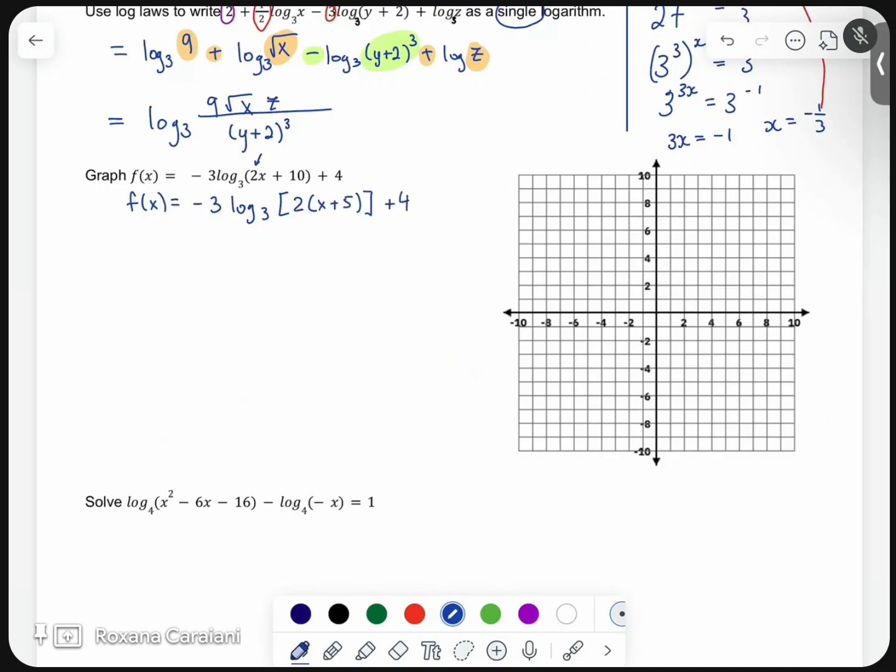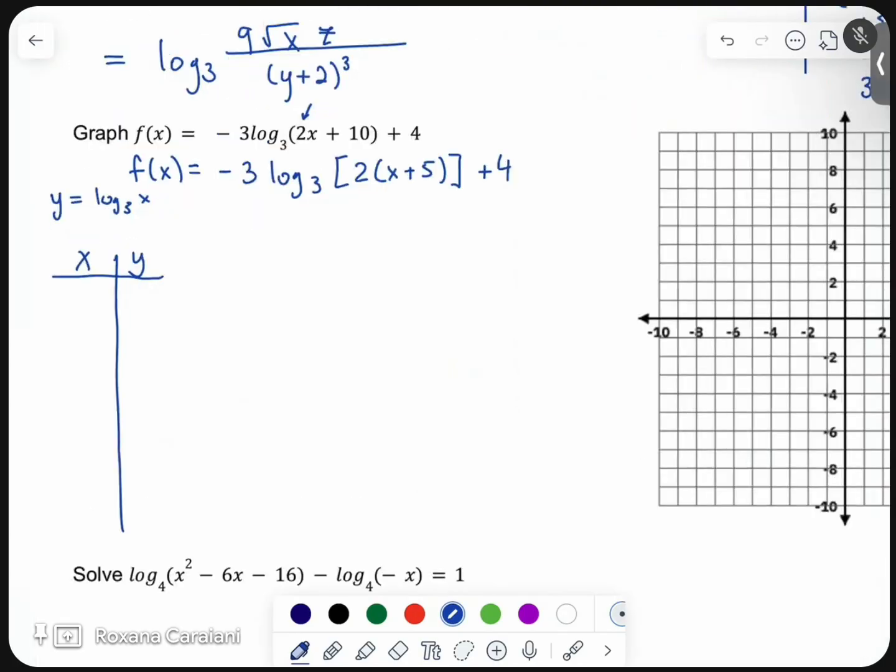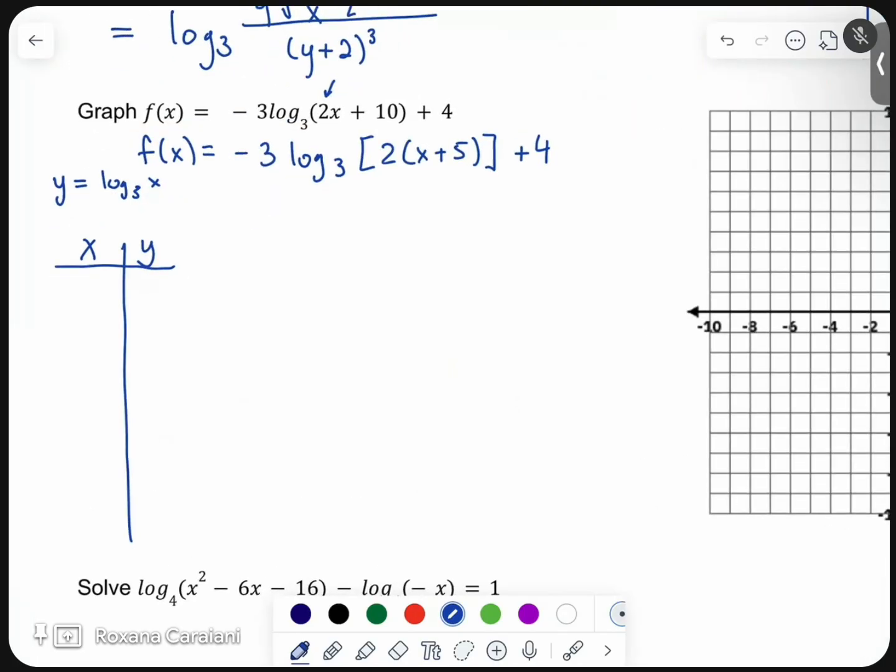And now I'm going to do a table of values for the base function. Just going to do that on the side here. And the base function is y equals log base 3 of x. We don't have the a, the k, the d, the c, none of that is there. Now remember, when you're creating a table of values for a log function, you want to convert it into exponential form because it makes it a little nicer to deal with. So 3 to the power of y is equal to x.